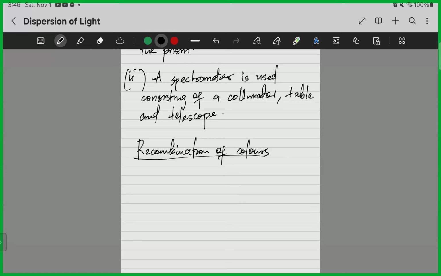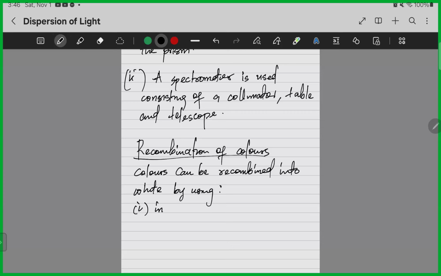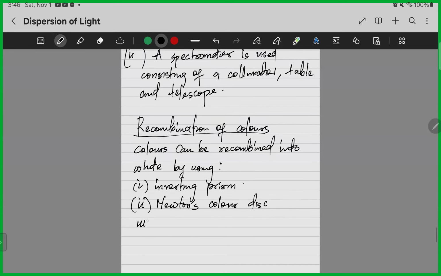The combination of colors. When you combine the colors into white, you can do that. The colors can be recombined into white by using an inverting prism, Newton's color discs, and you can also use a plane mirror.